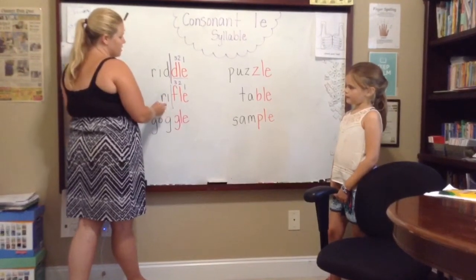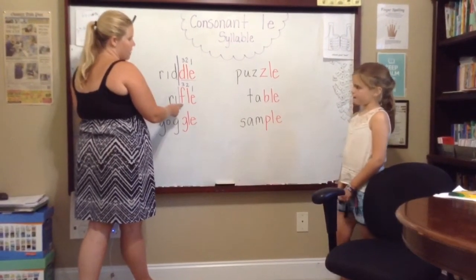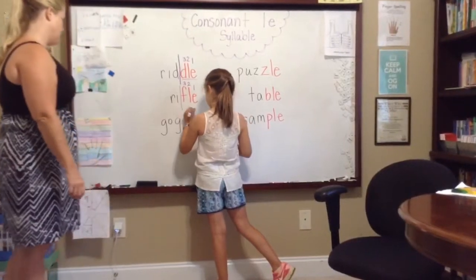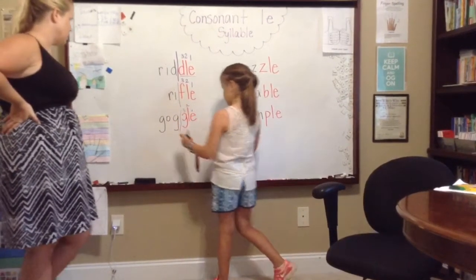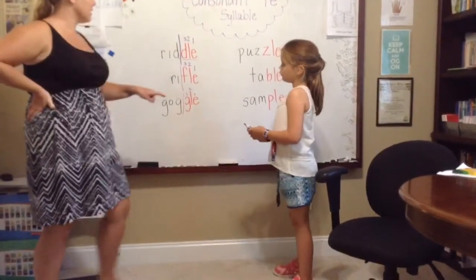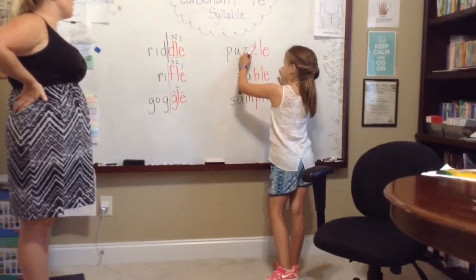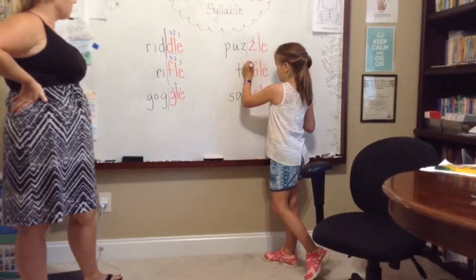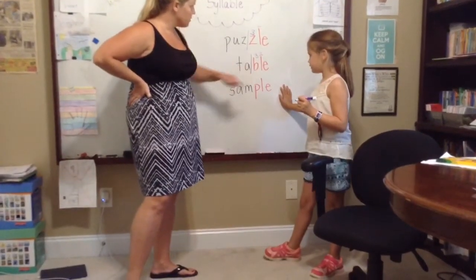Good. Now, this one's different. It's an open syllable. It ends in a vowel. So what does that say? Rye. Full. So what's our word? Rifle. Good. How about you divide? Consonant LE. Count back three. Chop it off. So let's tap this one out and read this. Goggle. Good. Let's do this one. Consonant LE. Count back three. Chop it off. Puzzle. Let's do two more. What's that say? Tub. So look, this is open. So what's that? A. Table. Good. Last one.